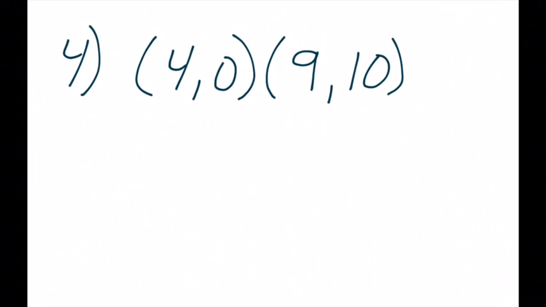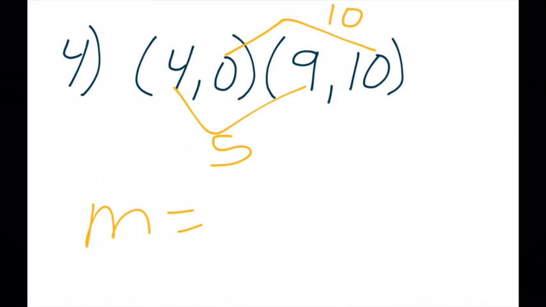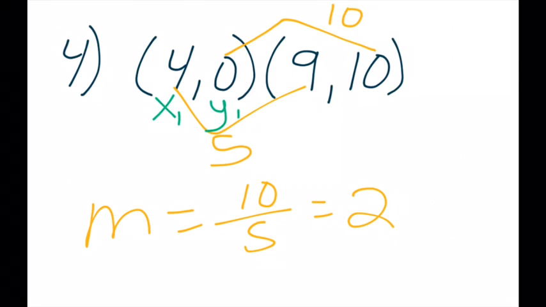Number 4, our change in y is 10. Our change in x is 5. So m equals 10 divided by 5, which is 2. I'm going to go ahead and pick a point. I'm going to use my first one here because there's a 0 in there, and I always like to use a point if there's a 0. So I'll use 4, 0 for my point.